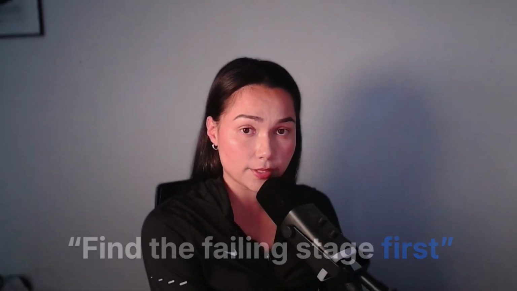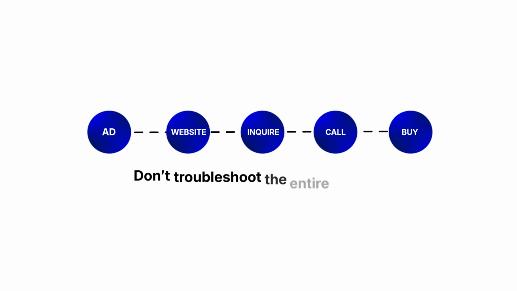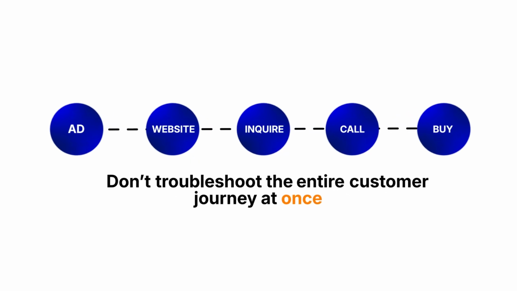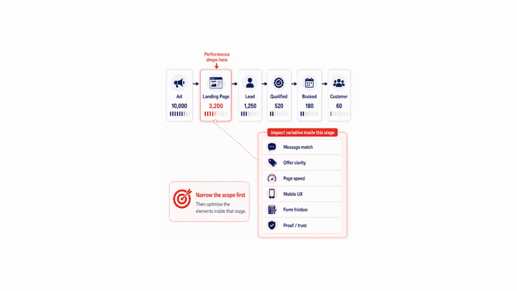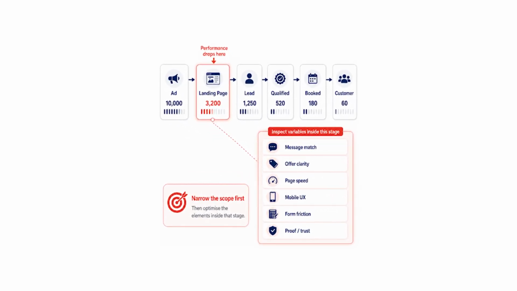The goal is to narrow the scope of the problem first, then focus on the elements within that stage. If the issue is landing page conversion, focus on the page rather than rebuilding the campaign. If the issue is closing qualified leads, focus on your follow-up, your sales, and what happens after the inquiry. Don't troubleshoot the entire customer journey at once. You're just going to waste your time. Identify the stage where the performance starts to deteriorate, then investigate the variables within that stage.